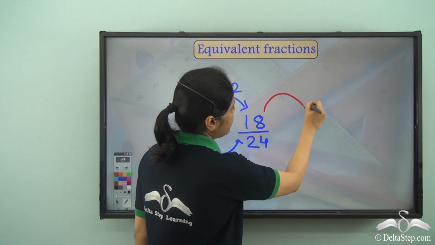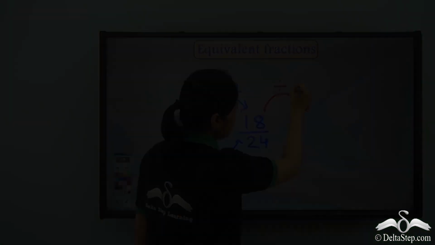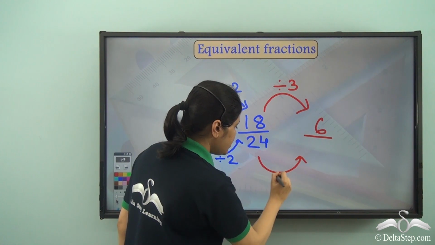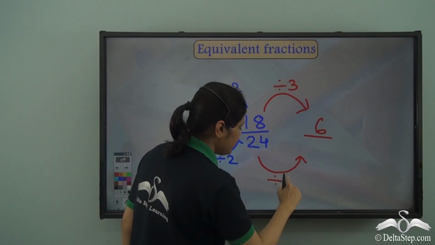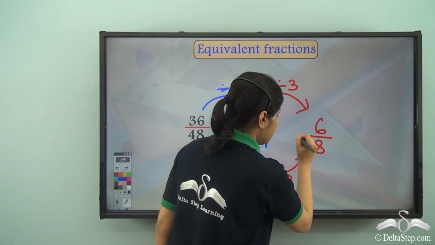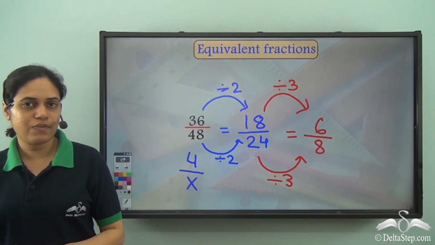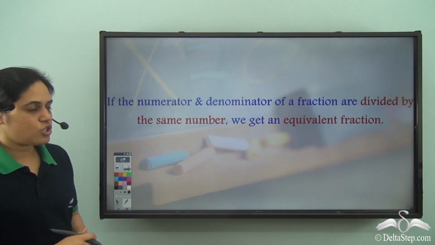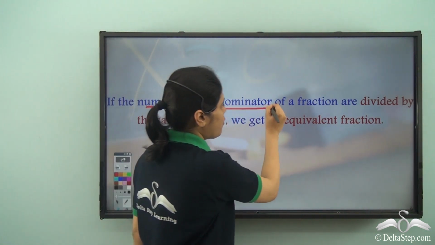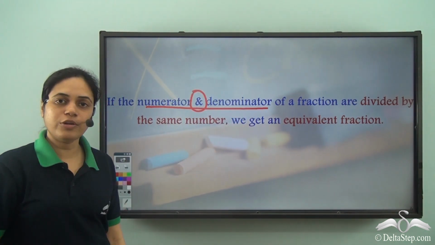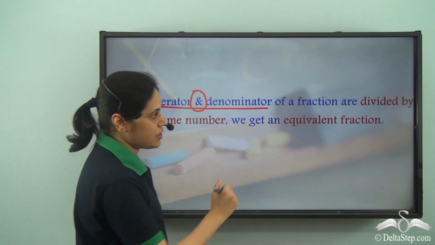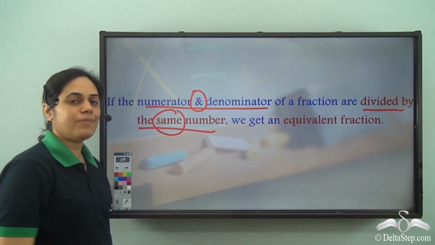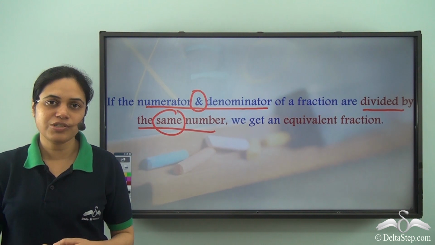Now I can divide by 3 as well. So I divide by 3. 18 divided by 3 is 6. And 24 divided by 3 is 8. So 6 by 8 is an equivalent fraction. So these three are equivalent fractions. So this is very important: both the numerator and denominator of a fraction have to be divided by the same number, then we get an equivalent fraction.